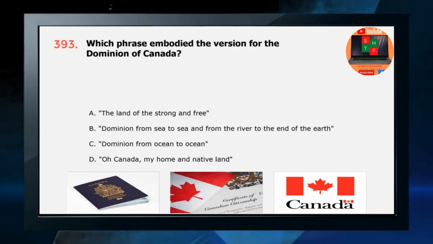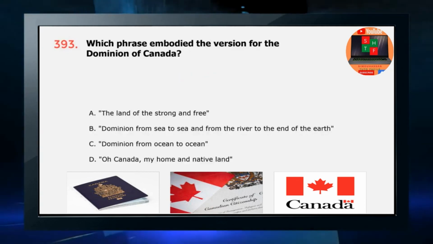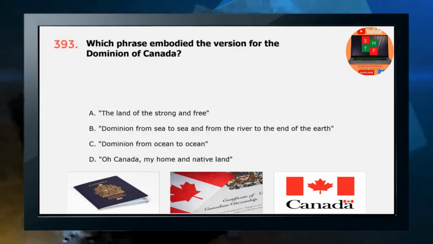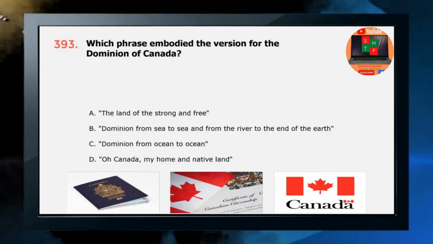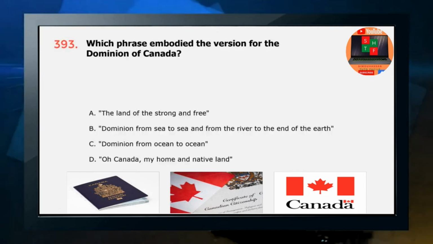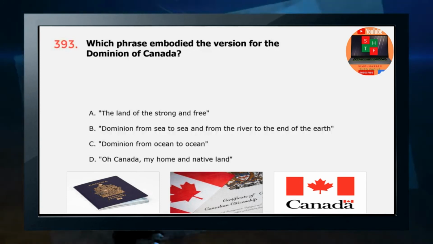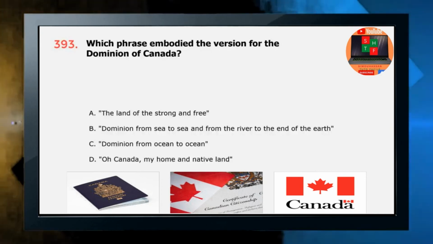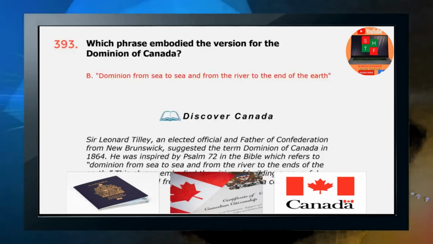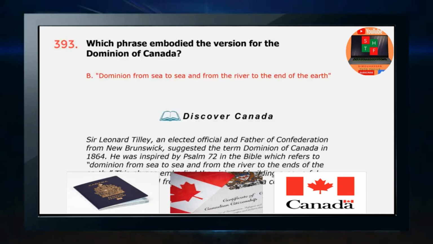Question 393. Which phrase embodied the version for the Dominion of Canada? A. The land of the strong and free. B. Dominion from sea to sea, and from the river to the end of the earth. C. Dominion from ocean to ocean. D. O Canada, my home and native land. The answer is B. Dominion from sea to sea, and from the river to the end of the earth.